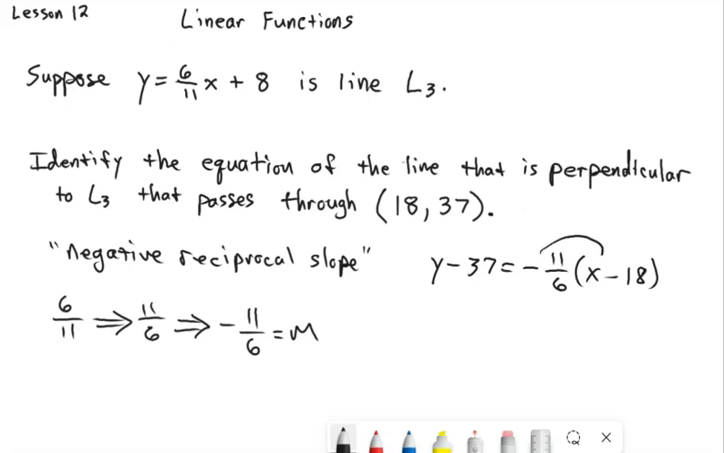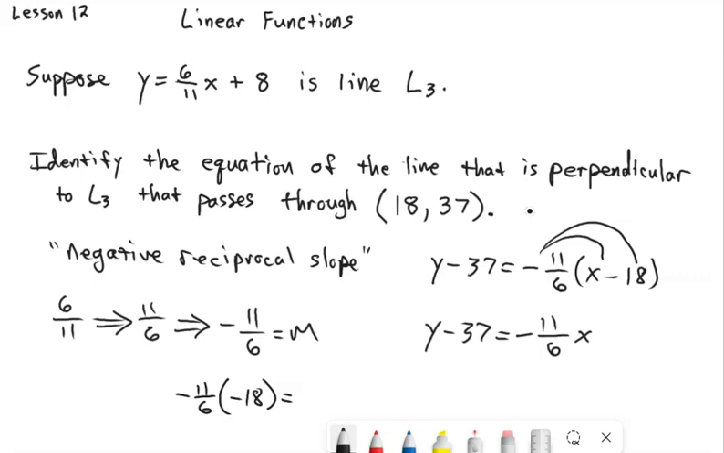So we're going to distribute the slope to the x and to the negative 18. We have y minus 37 is equal to negative 11 over 6 times x, which is negative 11 over 6 times x. And then negative 11 over 6 times negative 18, let's do that on the side, maybe over here. Negative 11 over 6 times negative 18, okay?